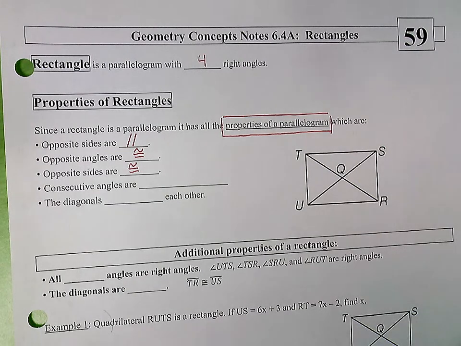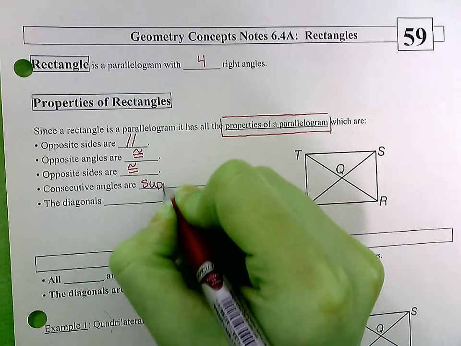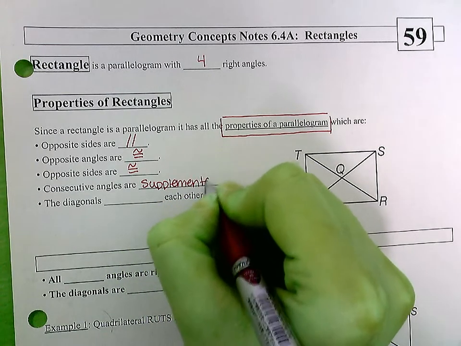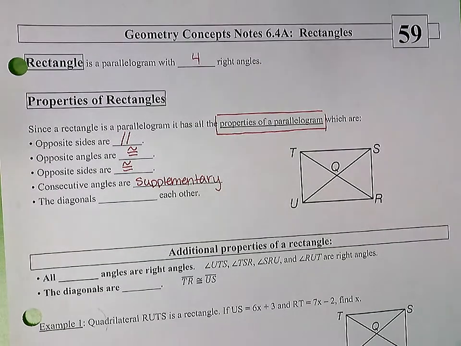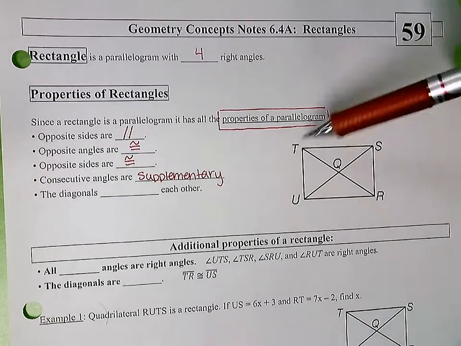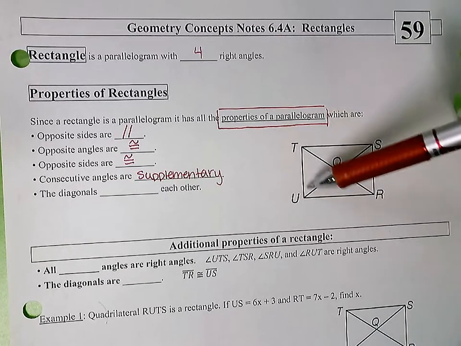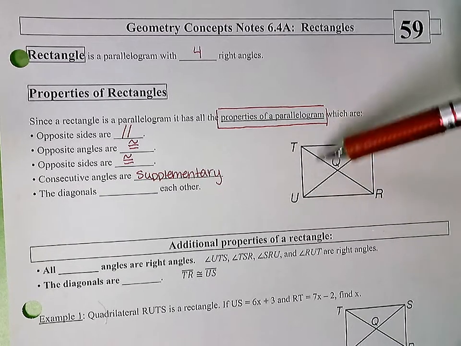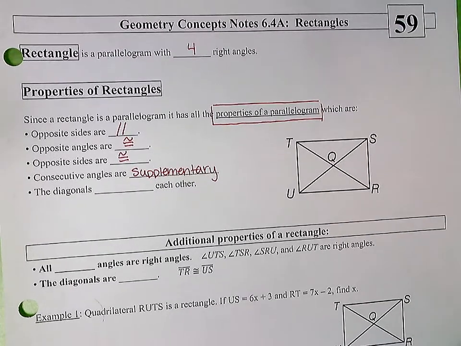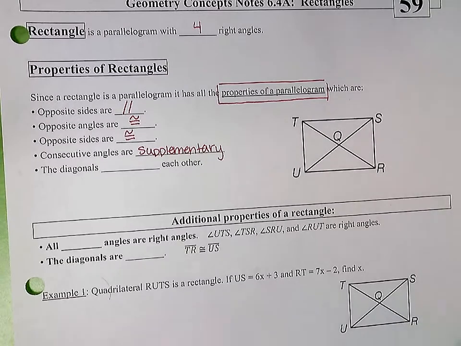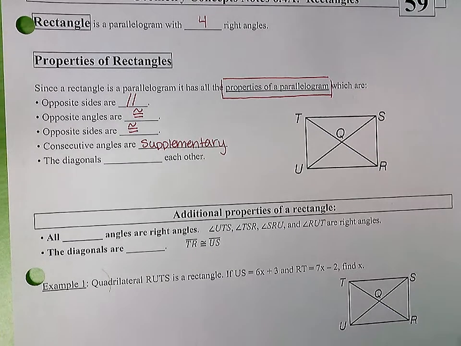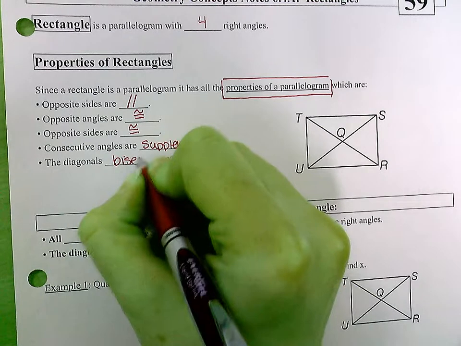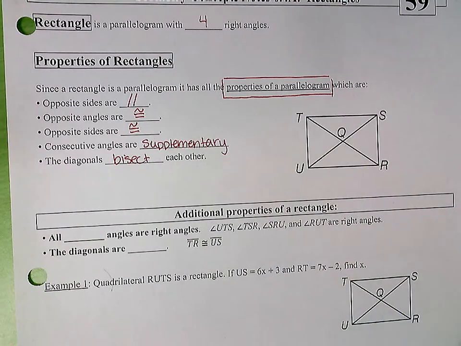Your consecutive angles are supplementary, so they add to be 180 degrees. So if I have angle T and angle U, I can add those two angles together and they should be 180. And then the last one was that the diagonals bisect each other. Bisect meaning it splits it into 2 congruent pieces. Those were the properties of parallelograms that are still true for rectangles.